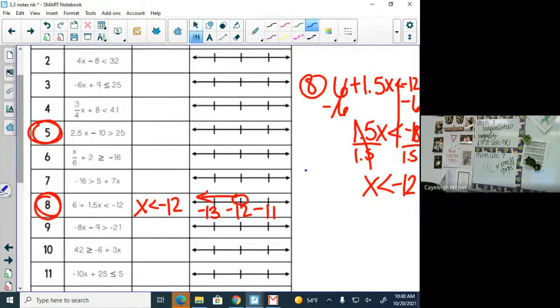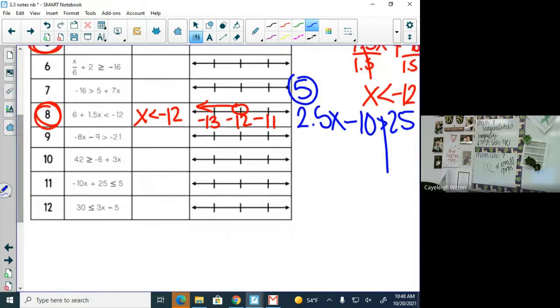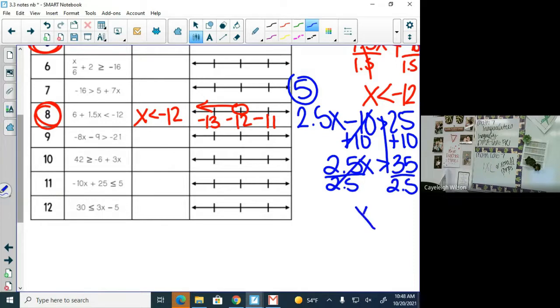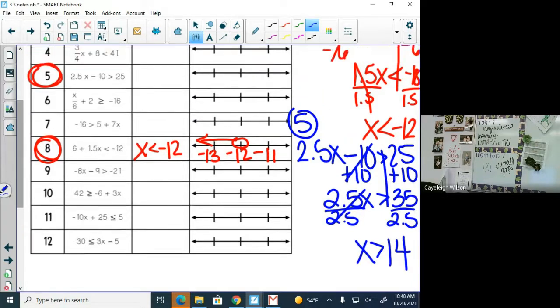Alright, so looking at number 5, 2.5x minus 10 is greater than 25. So I undo addition or subtraction first, so what should I do first? Add 10. So minus 10 plus 10 is gone, so 2.5x is greater than 35. And then what? Divide by 2.5. Should I flip my sign? No, divided by positive. And I got 14. So make sure in here you're writing x is greater than 14.